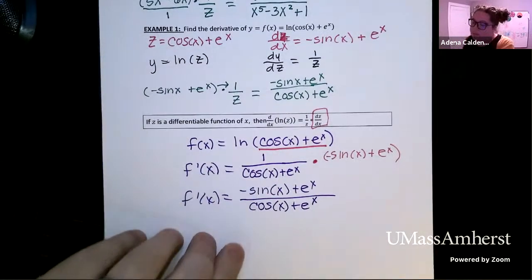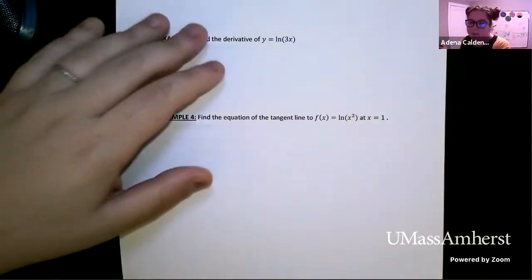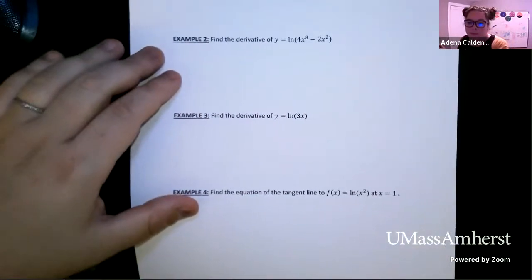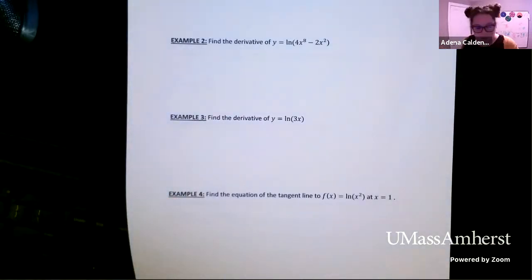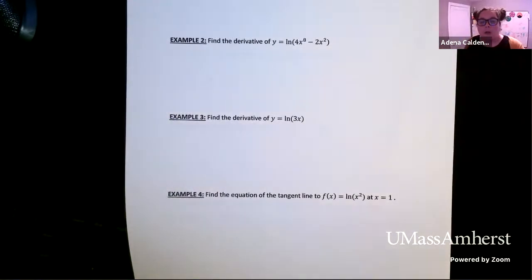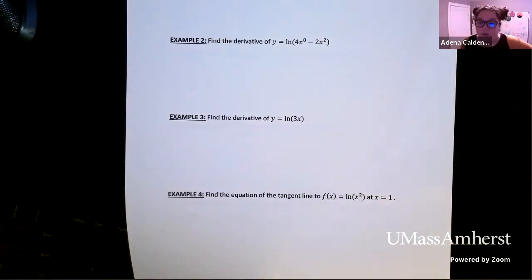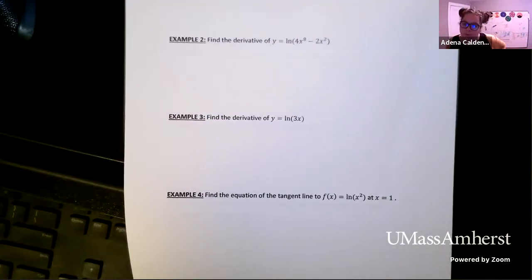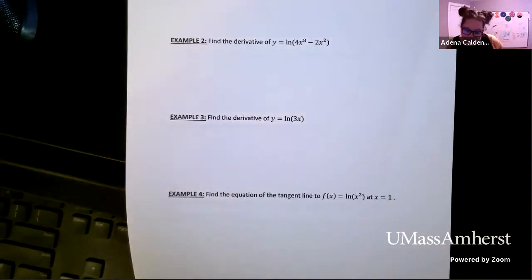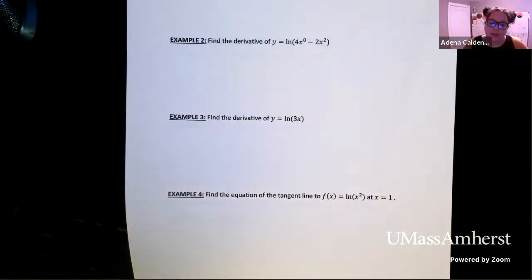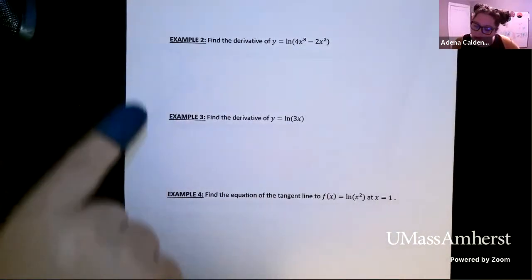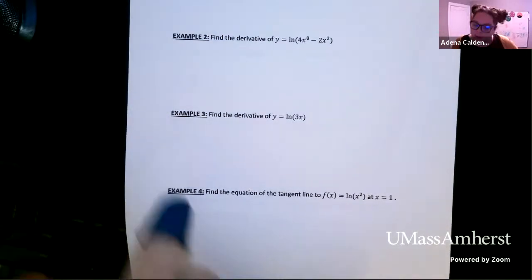So let's try a couple of examples with natural logs here. Okay, so we have 3 examples. The first 2 are finding derivatives. So you can either use the z substitution, or if you feel better about thinking through the conceptual ideas and using the second method, that's fine as well. But for these first 2, you're just finding the derivative.